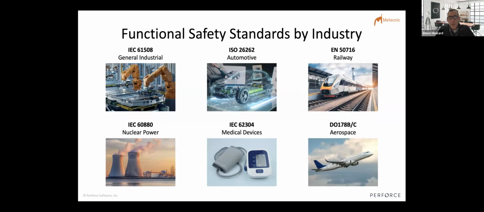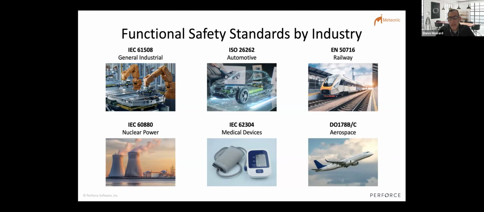Functional safety standards are prevalent in most industries where we work with embedded systems in particular. So a classic case of these would be things like automotive, which is the ISO 26262 standard, railway systems, which have just had an update. That's now the 50716 standard, used to be the 50128 standard. Medical devices, 62304, aerospace DO-178, a well-known standard for civil aviation. Nuclear power has a standard, and also the general industrial standard IEC 61508, which is the forerunner or the grandfather standard for many of these. It's the basis on which many of the others are based.